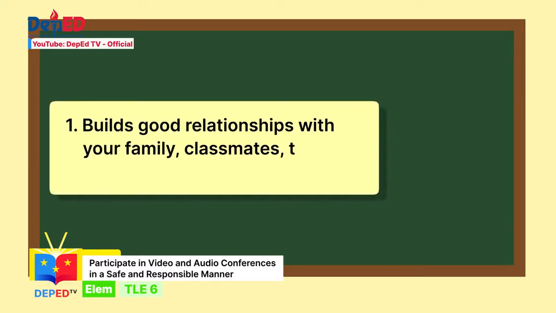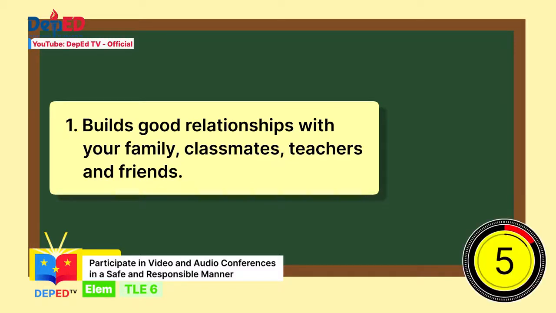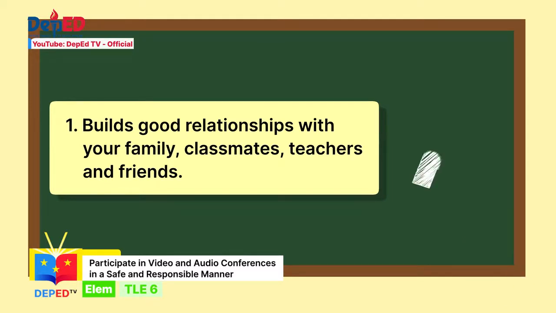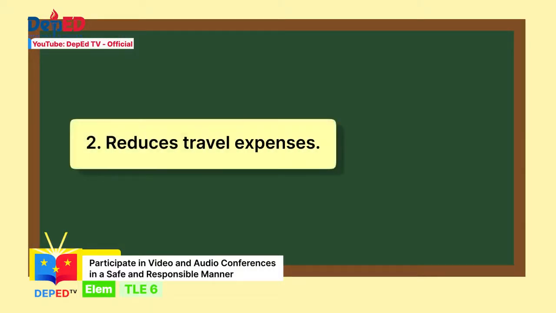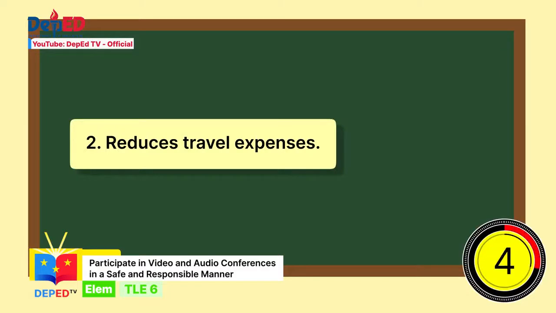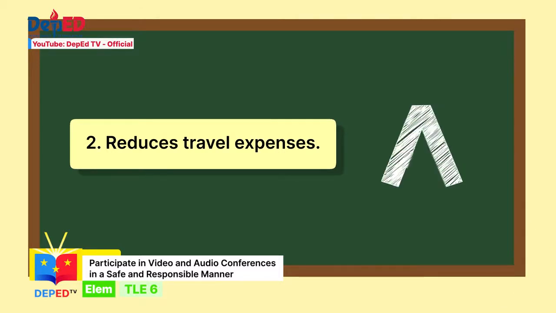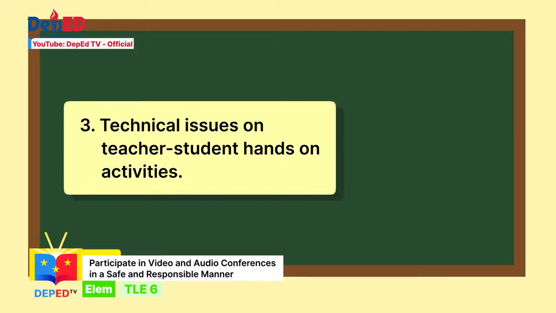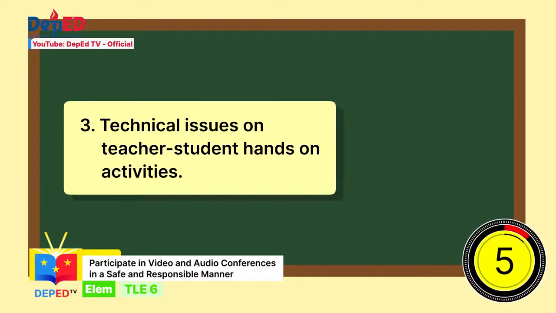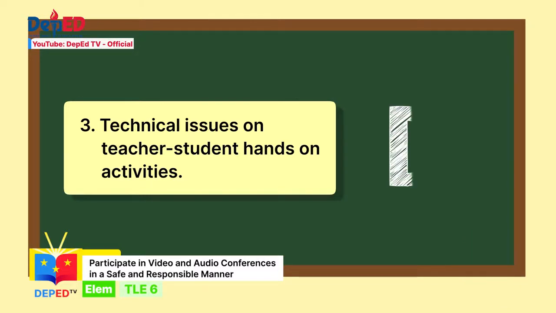Number 1. Builds good relationships with your family, classmates, teachers, and friends. And the correct answer is letter A. Number 2, reduces travel expenses. And the correct answer is letter A. Number 3, technical issues on teacher-student hands-on activities. And the correct answer is letter D.